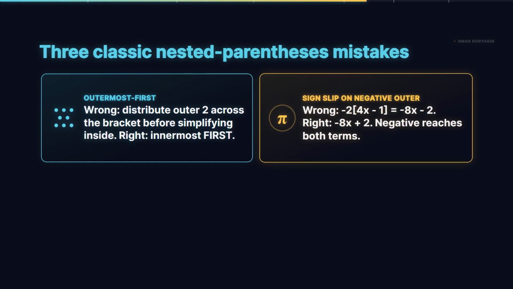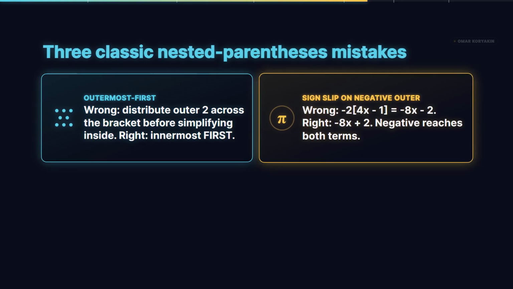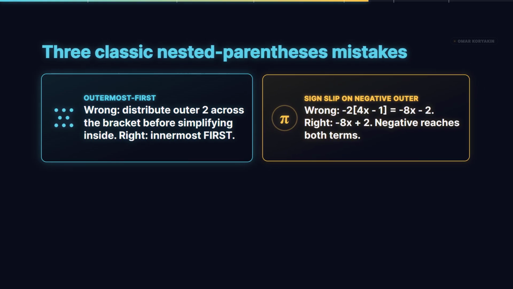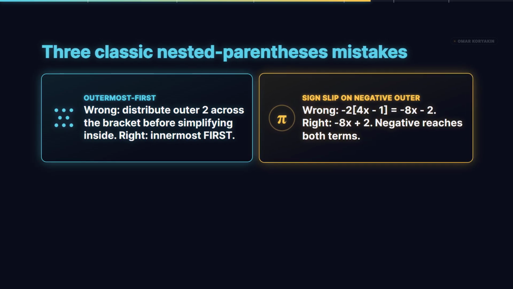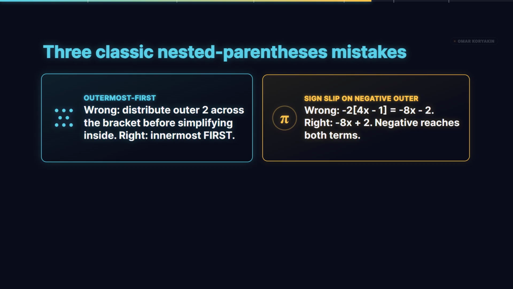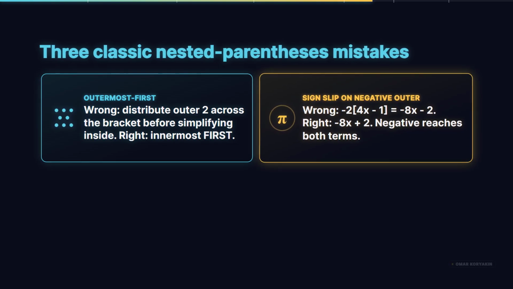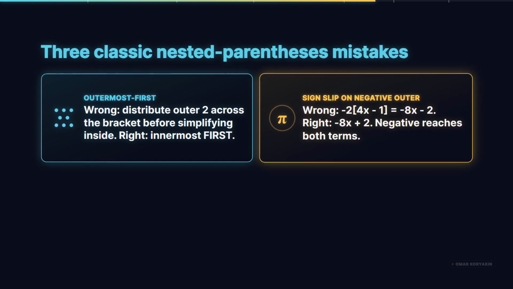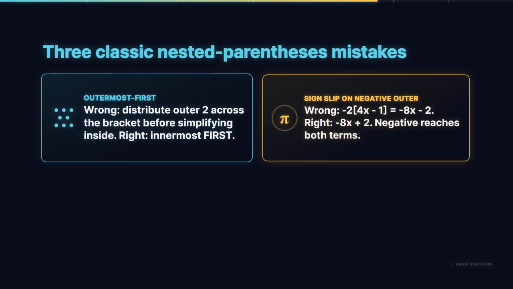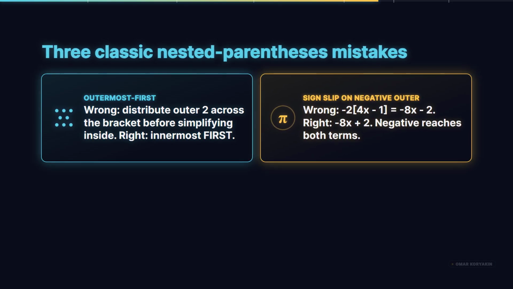Second mistake, forgetting that a negative outer factor flips the sign on every term inside. A student writes -2 times the bracket containing 4x minus 1 equals -8x minus 2, distributing the negative only to the first term. The correct simplification is -8x plus 2 because the negative reaches both terms inside. The two negatives in the second product, -2 times -1, multiply to a positive 2.